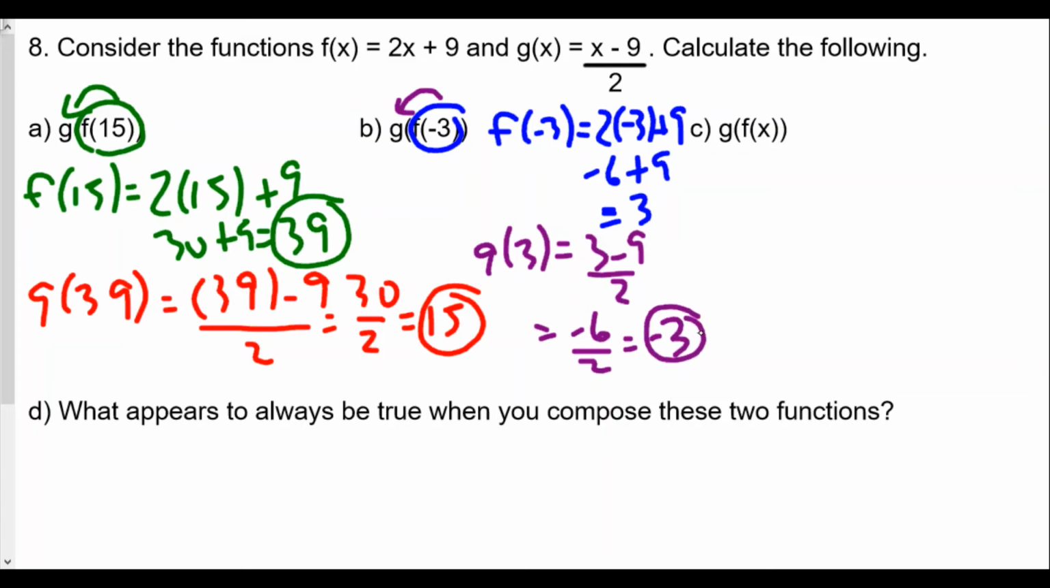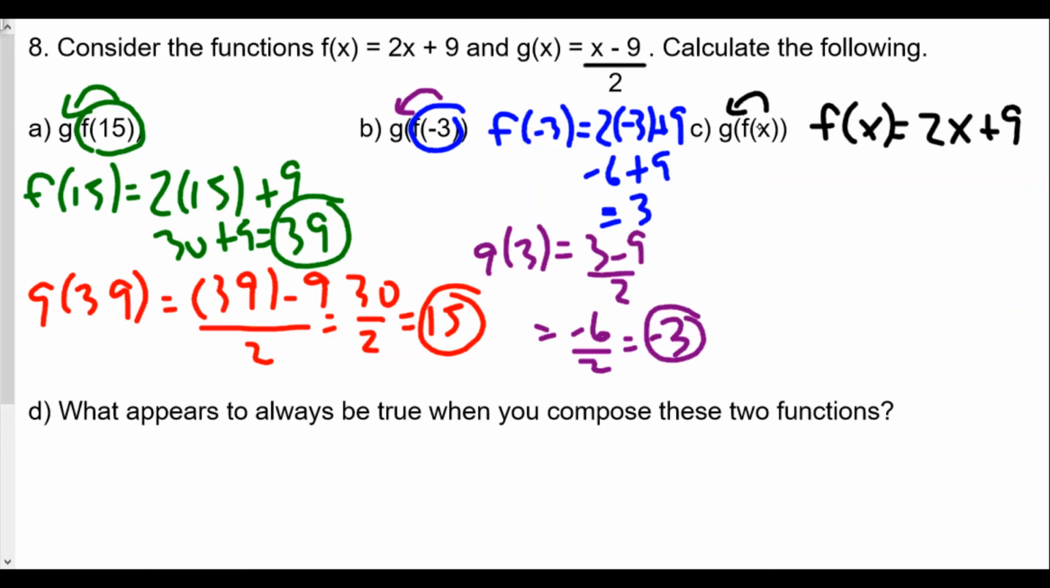That's interesting. So the first one ends up being 15. So g of f of 15 equals 15, and g of f of negative 3 is negative 3. So now we'll do g of f of x. Well, okay. So f of x is 2x plus 9. And this will now go into g.